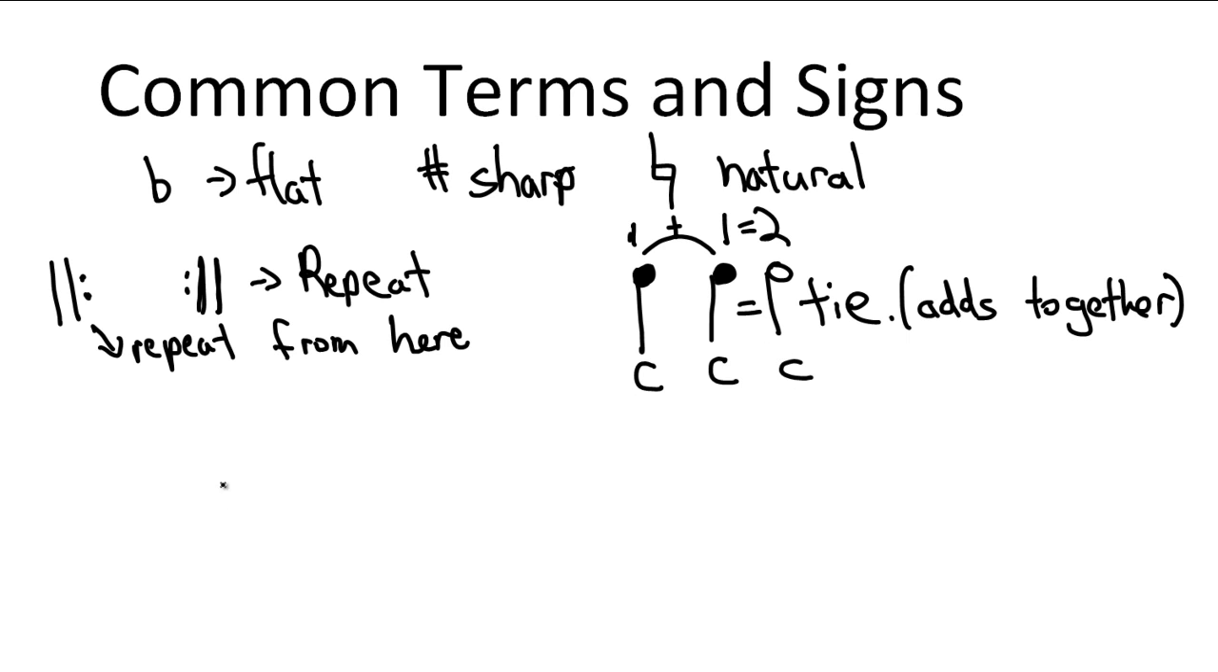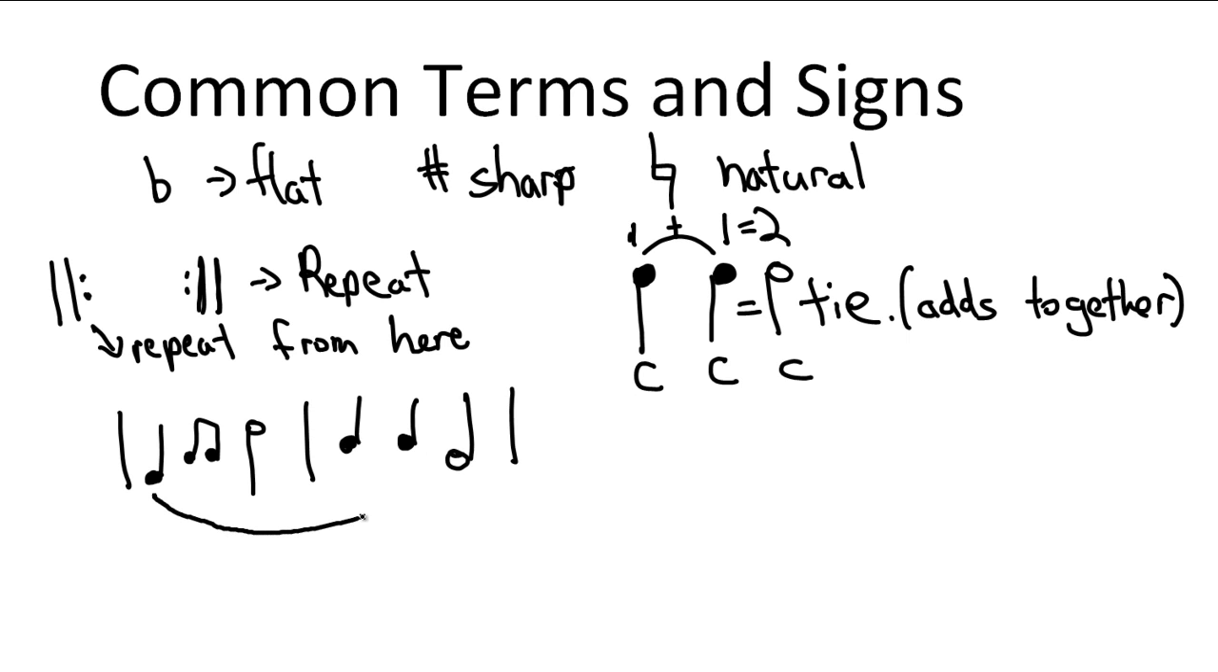Something else you might see might be a phrase. Now a musical phrase is something like this. When I have some notes, and I connect them like this. This is the opposite of staccato, what we talked about before. It means to play the notes connected.